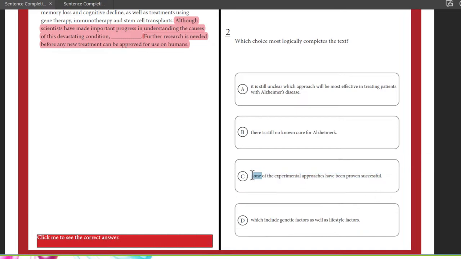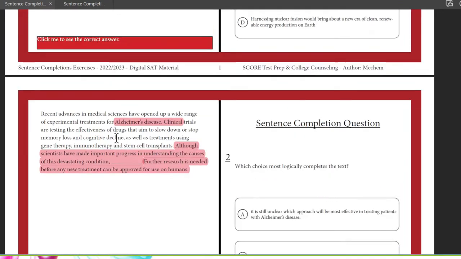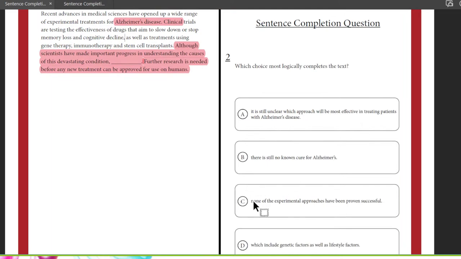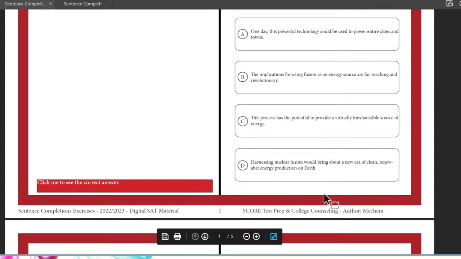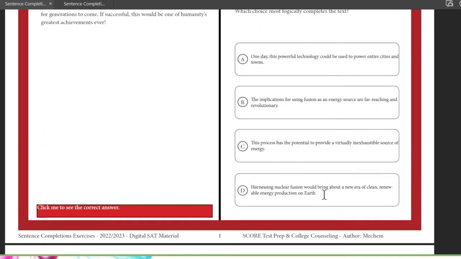Right away when I see "none," I'm already like, I don't like this answer because it's just too extreme. It's like, okay, you just got done telling me about these new things that maybe could work, and then you're going to say none of them work. Why'd you go all negative all of a sudden? So that's what I want to be careful about, something that is too extreme.